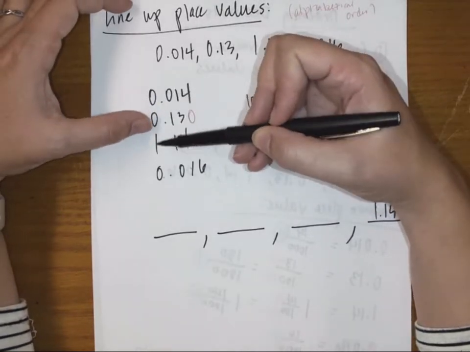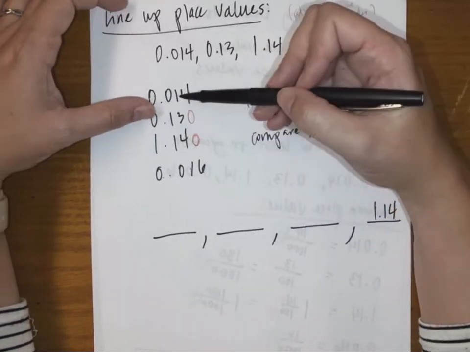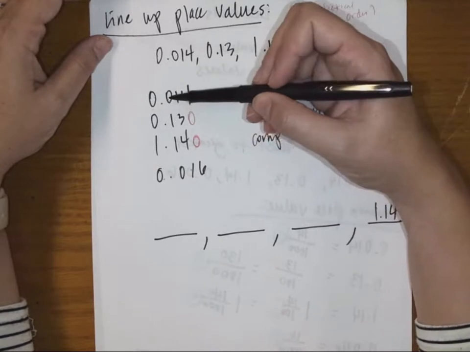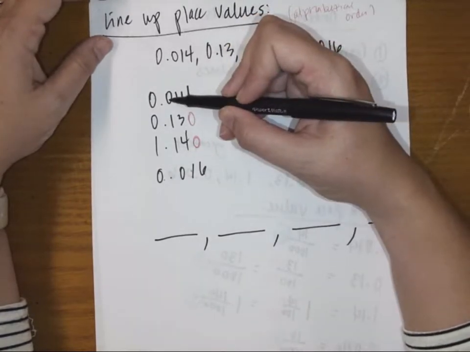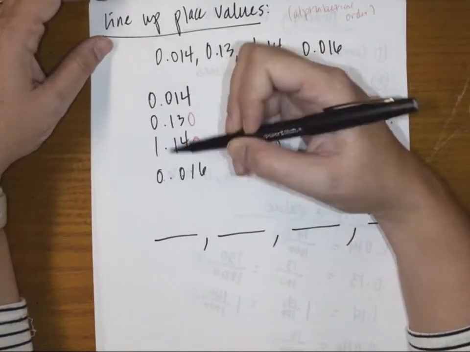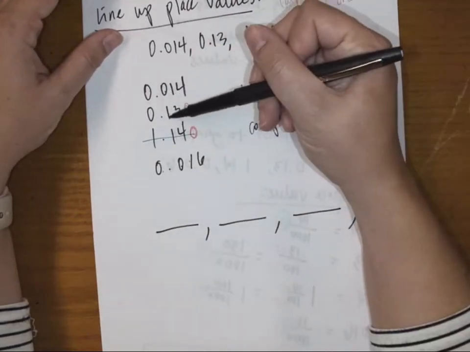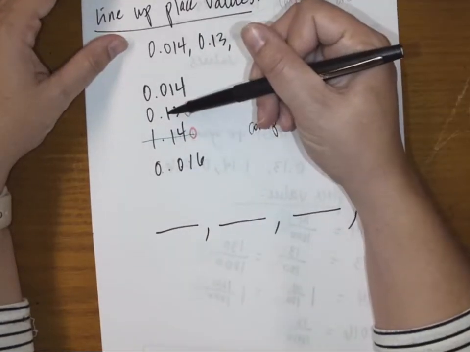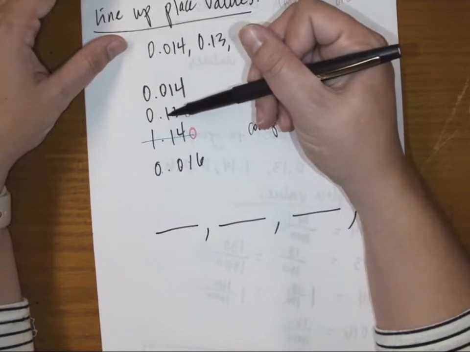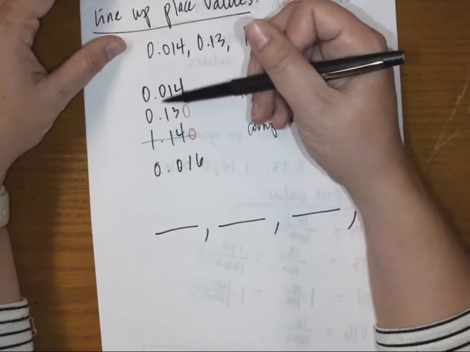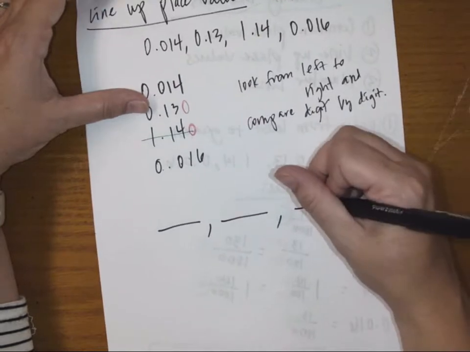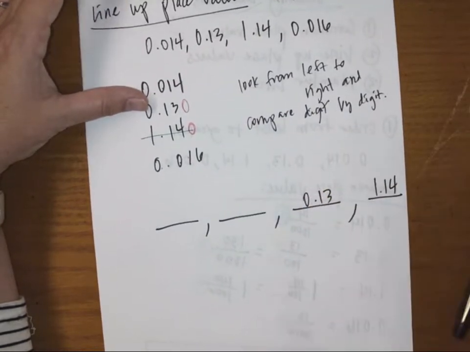Since they all have 0 as the ones place, I move over to my next digit, my tenths place. This has a 0, this has a 1, this one has a 0. I've already finished this one at this point, right? So 0, 1, 0. The one with the 1 is going to be the next biggest one because it has 1 tenth and the others have no tenths. So 0.13 is going to be here.